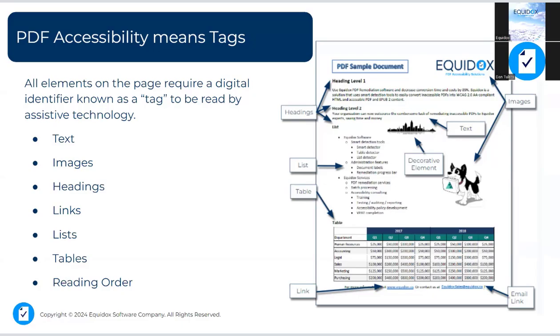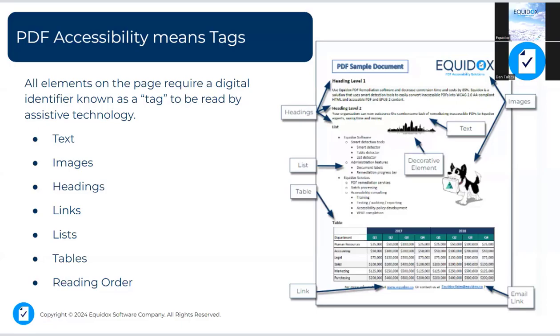The tags must be in the correct order so that the PDF will be read in the correct order, because obviously you can't have content that is just being scrambled around the page and read in any random order. It could render an entire document useless if that were the case. So that's really what we're going to be doing inside of Equidox.